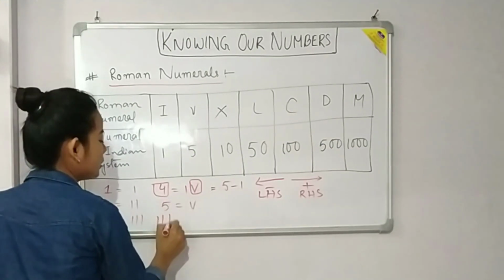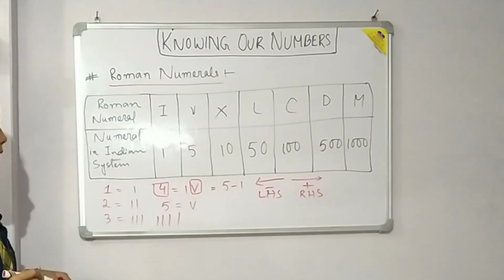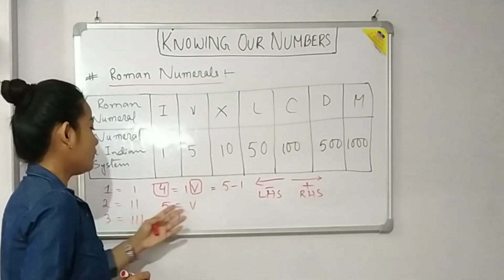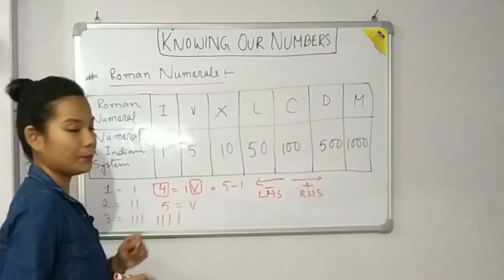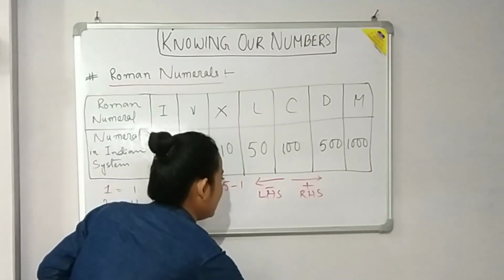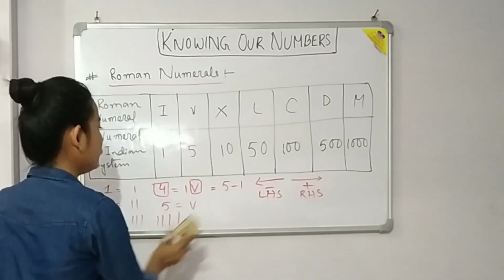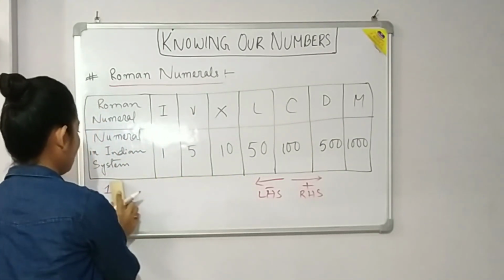We cannot write 4I like this. As we have introduced 5 as V, we will write 4 as IV. I think it is clear to all. Next, let me show you for 9.